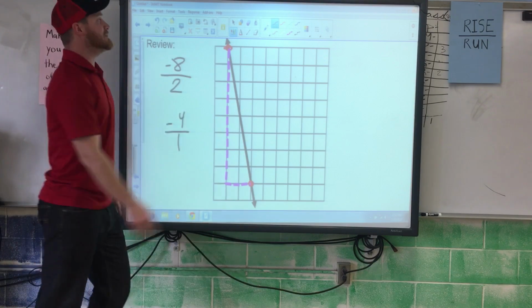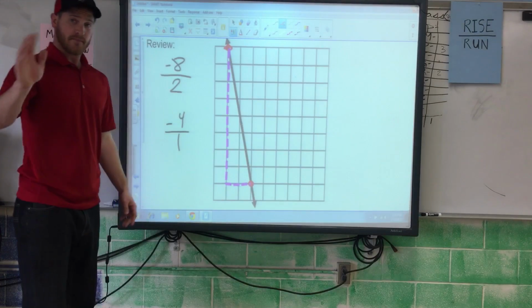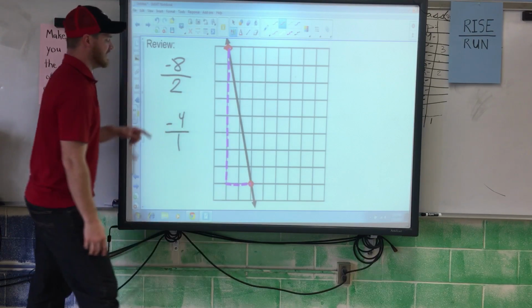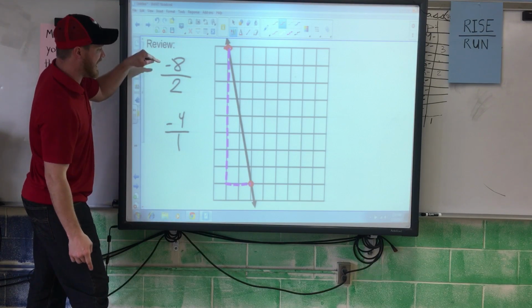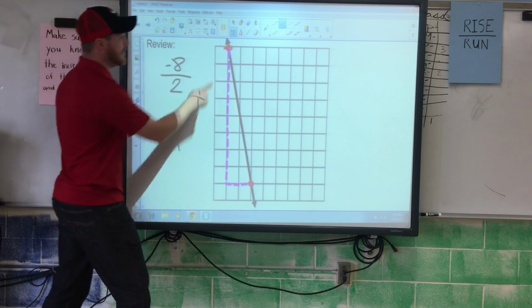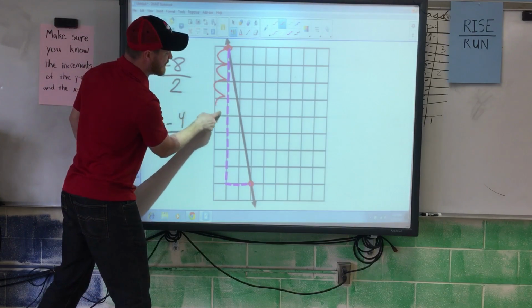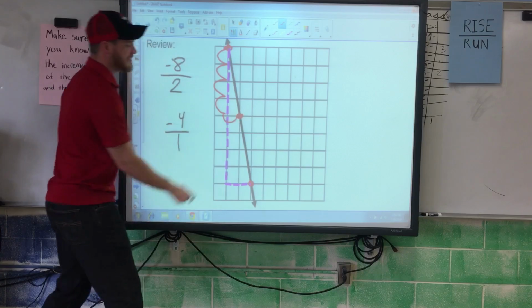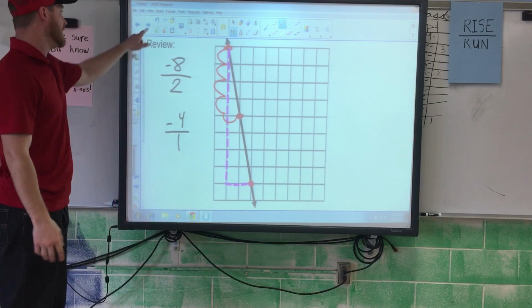That means if it can be simplified, there's going to be another point on this line between these two. That means if I can go down 8 over 2, I can also go down 4 over 1. Let's try it. 1, 2, 3, 4. 1 over, and there's the other point on that line.